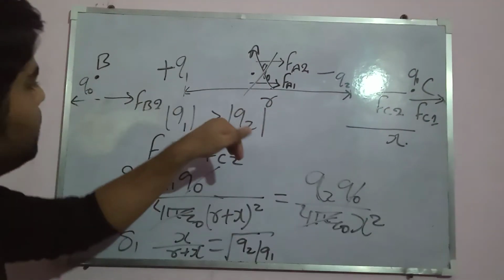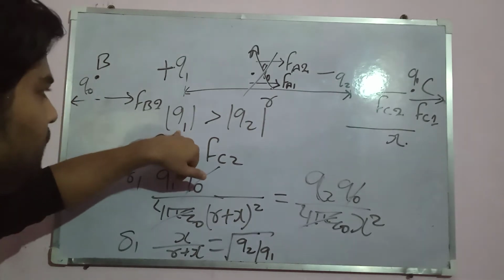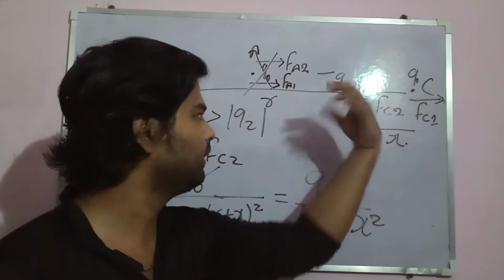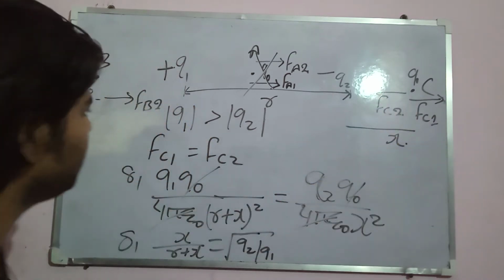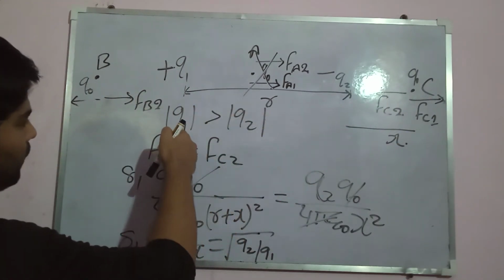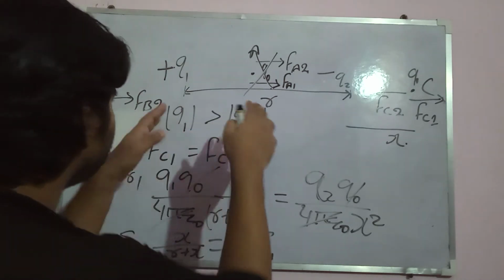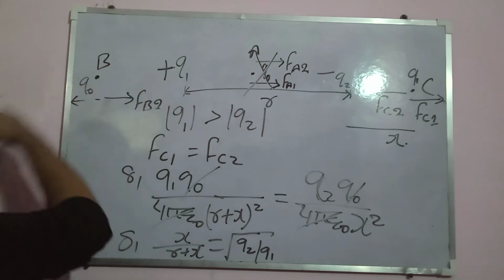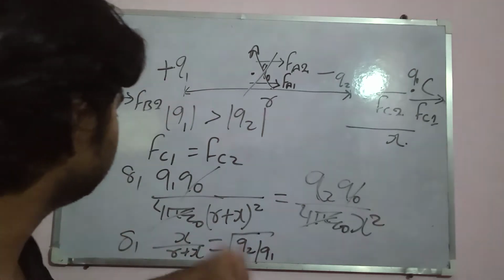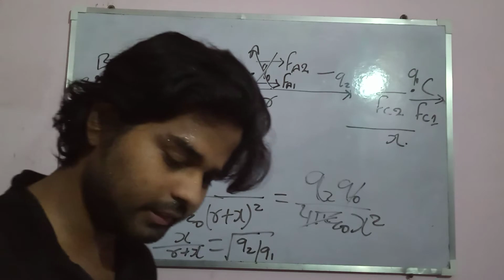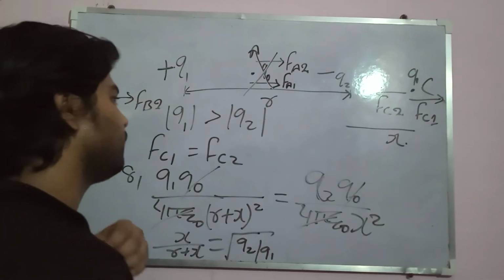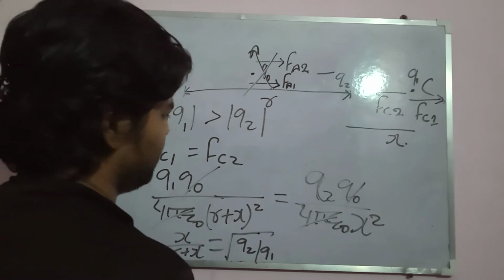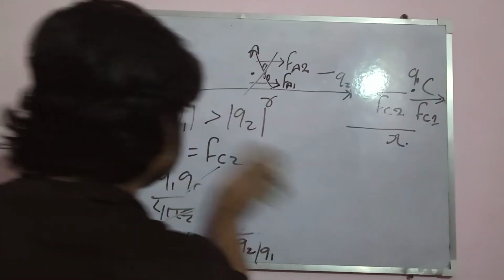Similarly, if the magnitude of Q1 is greater than Q2, then we get equilibrium points on this side at a distance x. Similarly, if Q1 is smaller than Q2, in that case we get equilibrium points on this side of Q1 at a distance x. But the distance x will be calculated like this. So we have analyzed this.